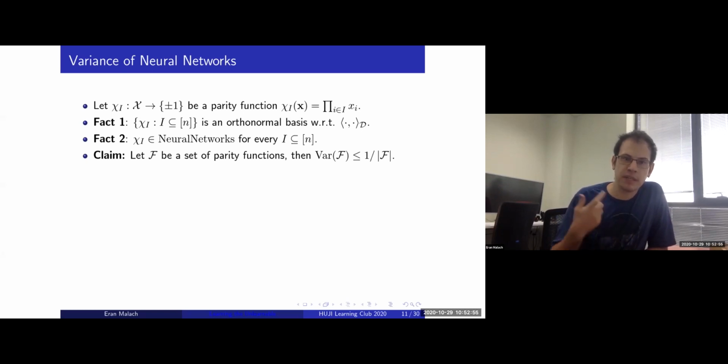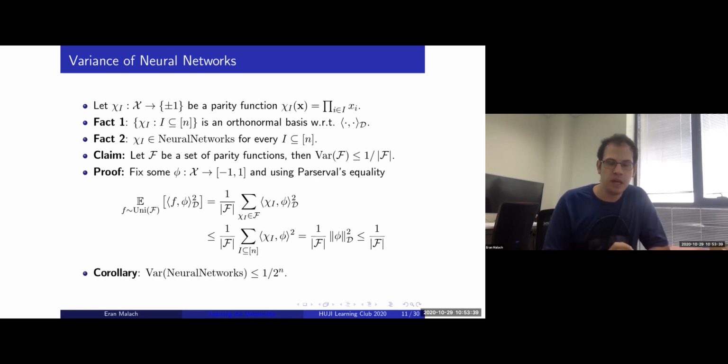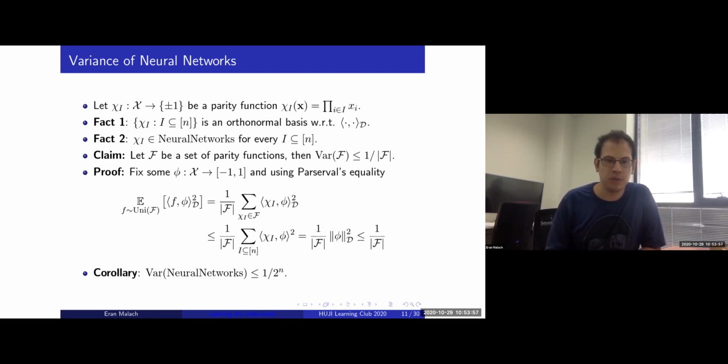And what this helps us to show is that the variance of some set of parities is 1 over the size of the set. So the proof is just an implication of Parseval's equality. If you're familiar with this, fine. If not, then you can just believe me. But the reason that this holds is because we can always look at some function on our query as a sum of parity functions, and we can show that it is not possible that it has high correlation with more than a small fraction of the parity functions. And the result from this is that the variance of neural networks is exponentially small, and this is because they contain all the parities, and the number of parities is 2 to the n, right? So there's an exponential number of parities, and therefore the variance of neural networks is exponentially small.